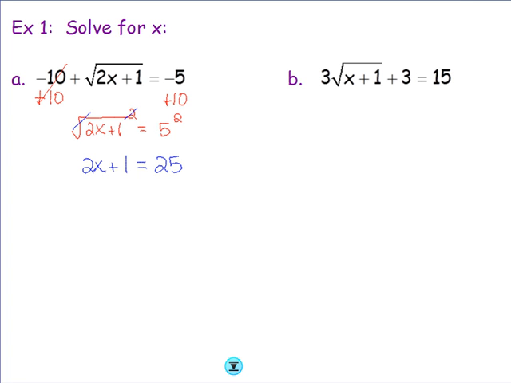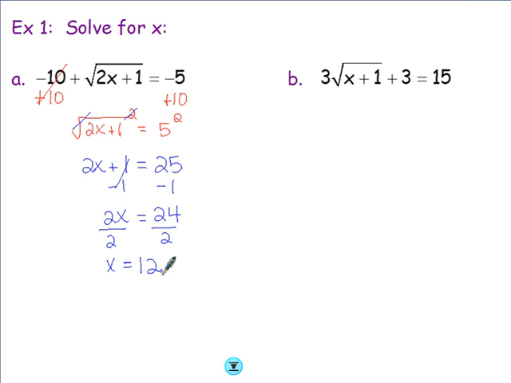At this point, step number 3 says solve the equation we're looking at. Well, this is a very easy equation to solve. We need x by itself. First thing we're going to do is subtract 1 from both sides. That leaves us with 2x equals 24. And then finally, we're going to divide both sides by 2, and we get x equals 12.